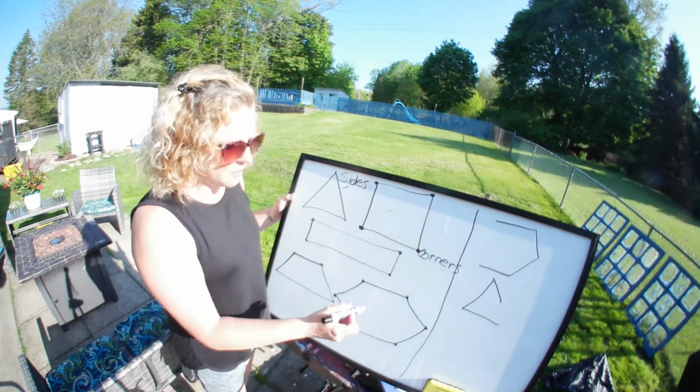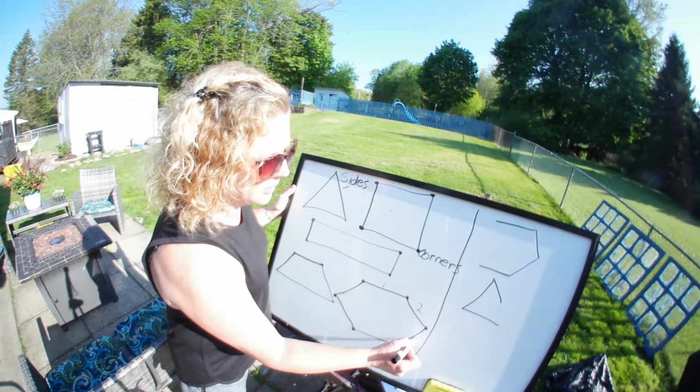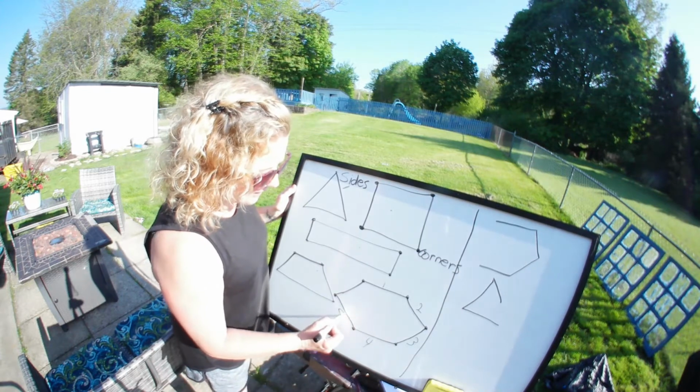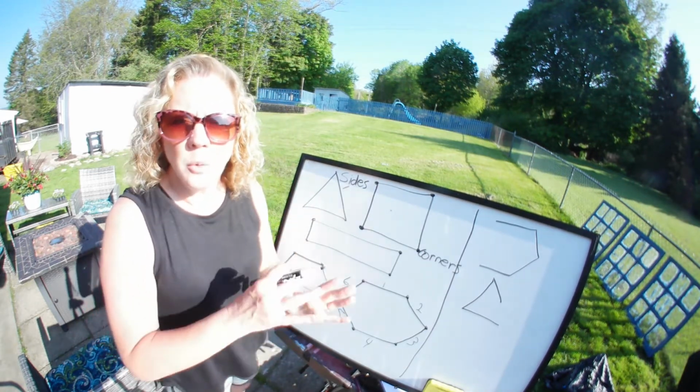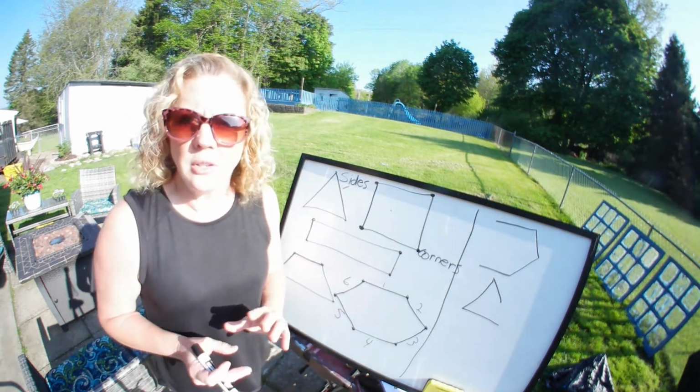Now let's take a look at this shape. We have 1, 2, 3, 4, 5, 6. That has 6 sides, so that again would be separate from the other ones as you categorize them.